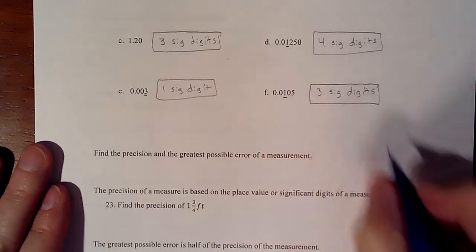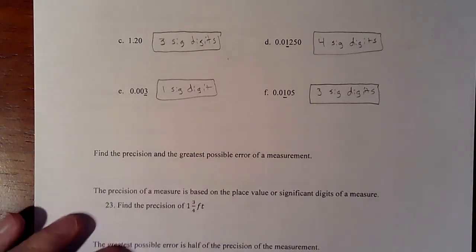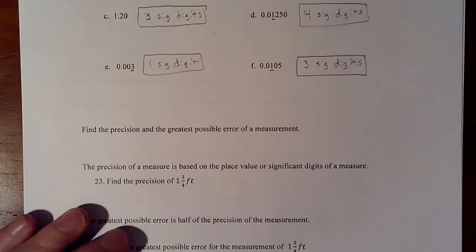Okay. So that lesson was involving significant digits. There's a difference between whole numbers and decimals, and those are the properties and the rules associated with it.